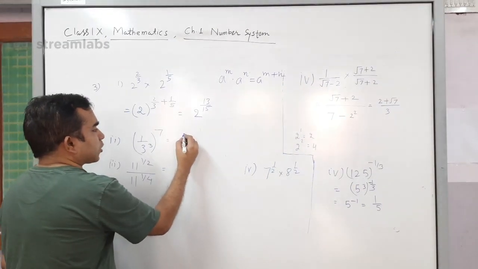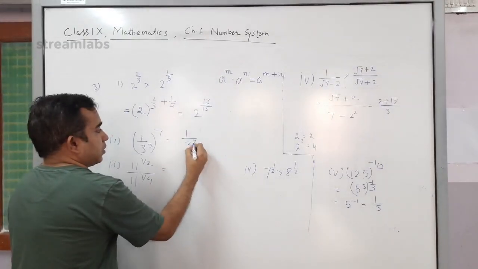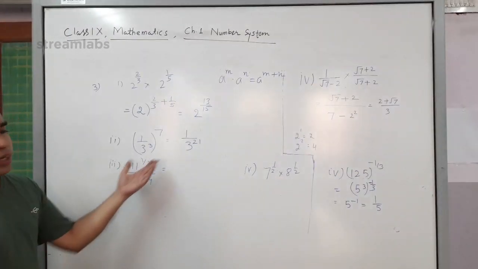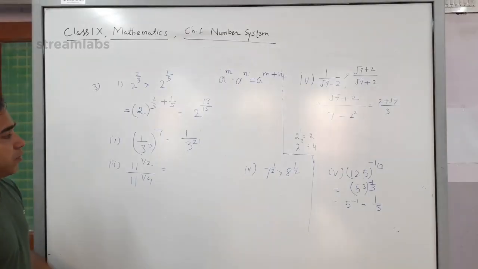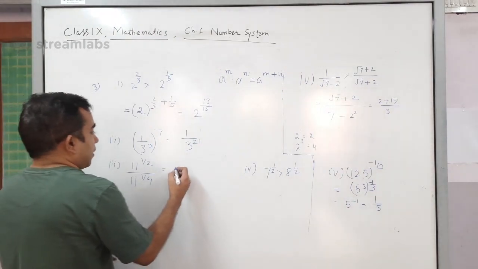Multiple exponents, exponents get multiplied. Right, 7 into 3, it will become 3 to power 21. 1 upon 3 to power 21.